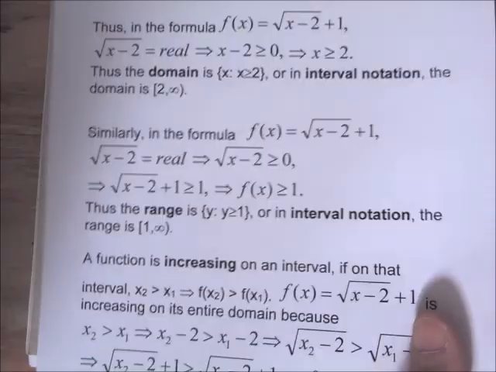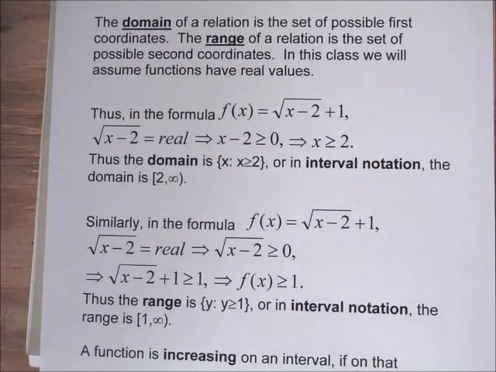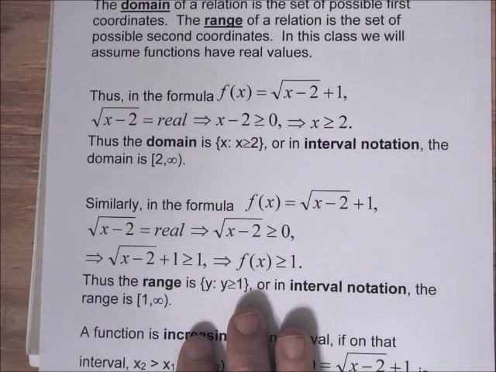Okay, so let's go over some more terminology here. The domain of a relation is the set of possible first coordinates. The range is the set of possible second coordinates. In this class we'll assume functions have real values.